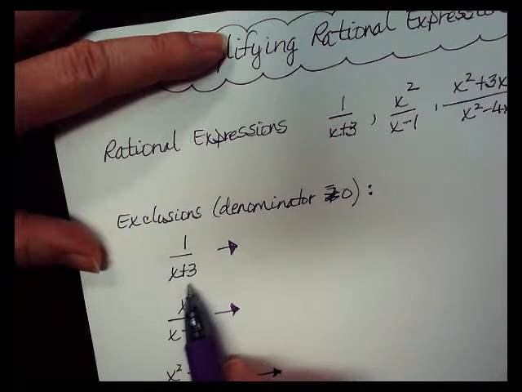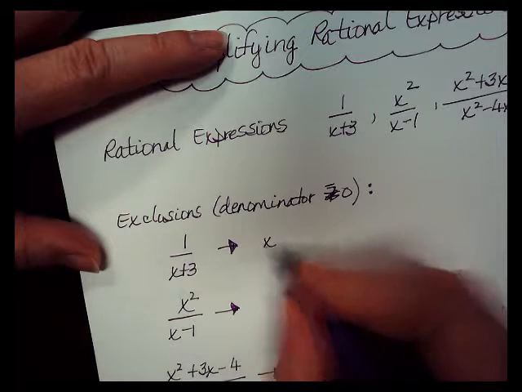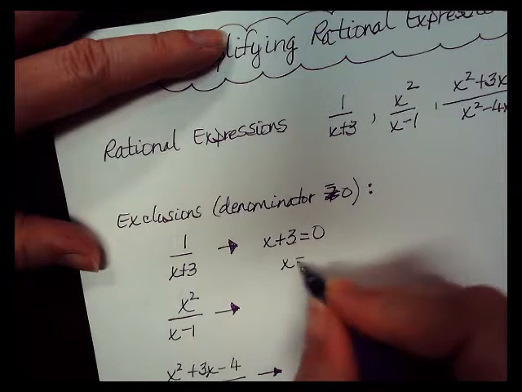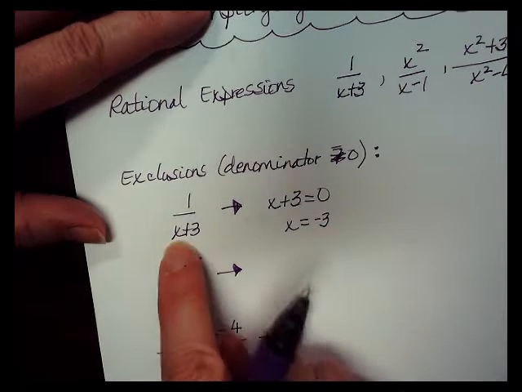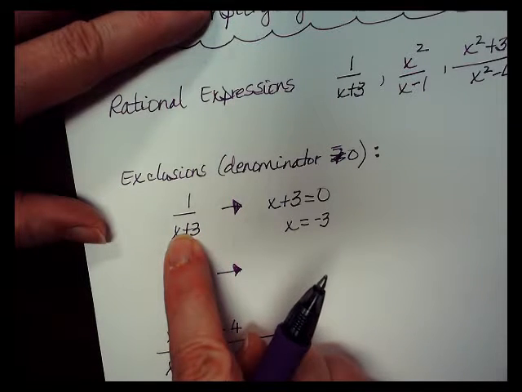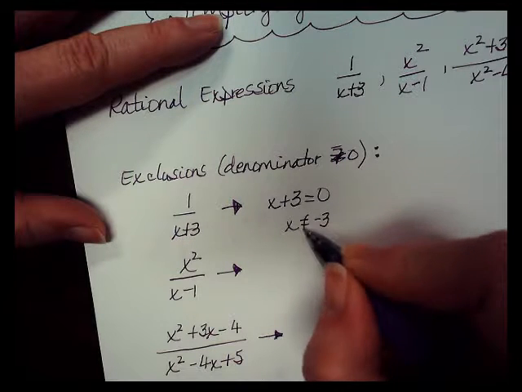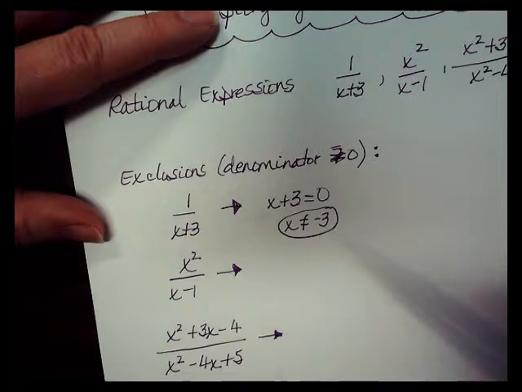So for example, if I take this denominator, it doesn't matter what the numerator says, if I take the denominator and set it equal to 0 and solve it, that would mean x is -3. So notice if I put -3 back in here, -3 plus 3 makes it equal 0, and so that's the exclusion. x can be any number I want, except x cannot equal -3. So if the problem asks you for the exclusions, that's what you do.